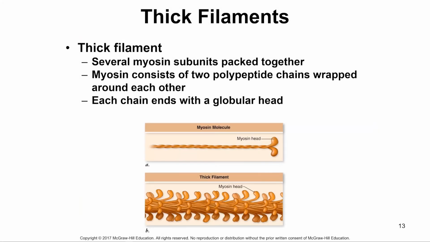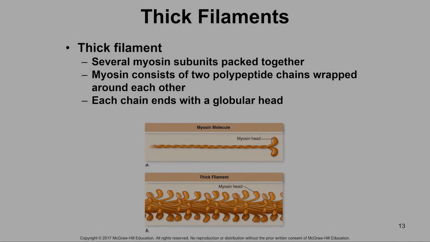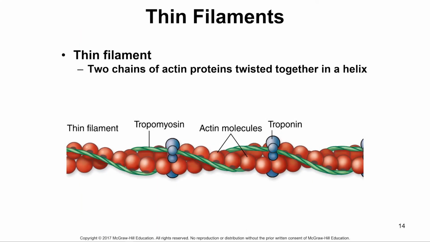Now, the thick filaments are made out of a protein called myosin. They're comprised of several myosin subunits that consist of two polypeptide chains each wrapped around each other. And then each chain has a globular head on it. That globular head is the myosin motor. It's the structure that's actually going to generate the force that's going to result in a shortening of the sarcomere. And the shortening of this sarcomere, along with the shortening of many other ones, is what's going to result in a muscle contraction.